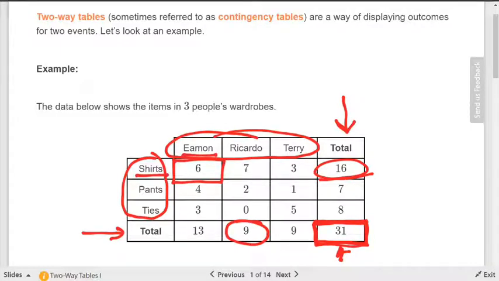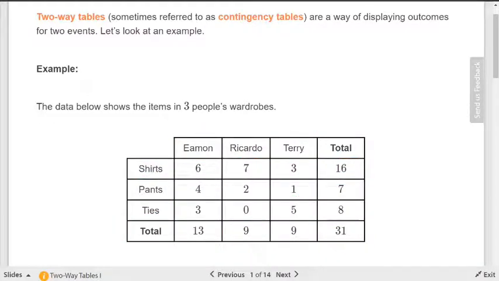Now, we need to be careful when we're working with these and listen and find out if we're using the entire total or if we're using parts of it. And we'll talk a little bit about that as we go forward. Okay? So everybody see how the table is read? So how many pants does Terry have? Just one pair. That sounds sad, but okay. All right.